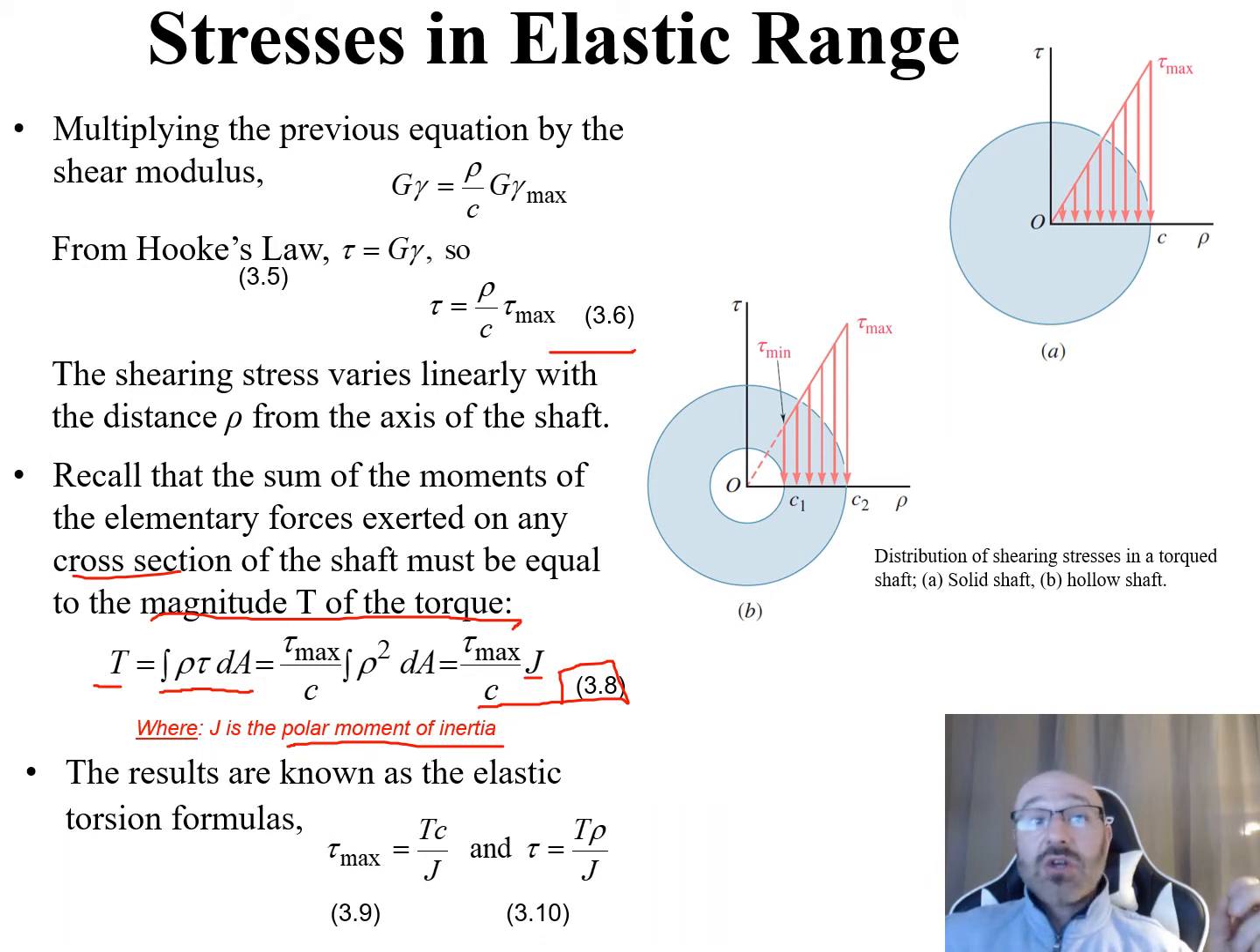The results are known as the elastic torsion formula, the two of these relating back to equations 3.9 and 3.10 in our textbook. We see that tau max from equation 3.9 is equal to Tc over the polar moment of inertia J, or tau is equal to T times the radius rho divided by the polar moment of inertia J. So for the max, we have C. For our regular tau, we have rho. The reason we have C in the max is because this is going to be max. We come out here and look at when rho is equal to C. We're at C right there. That's why the relationship in 3.9 is for our tau max.